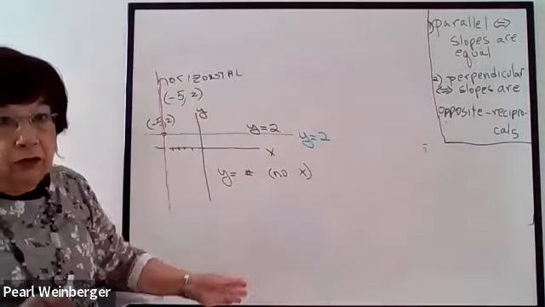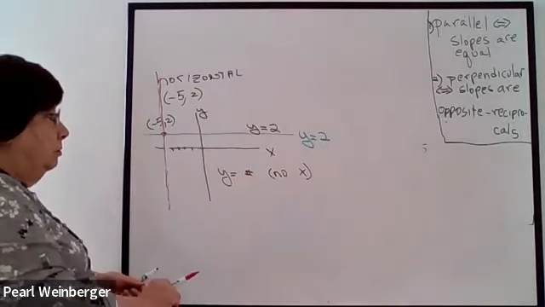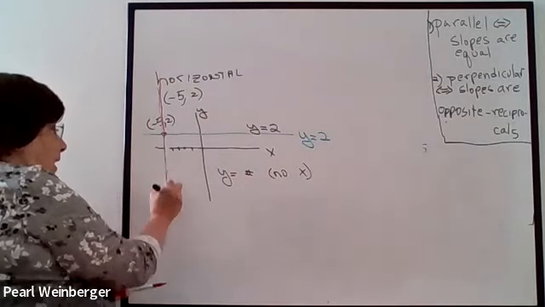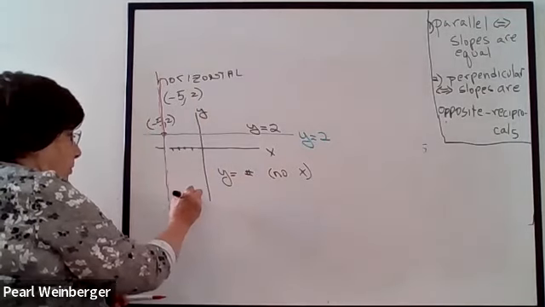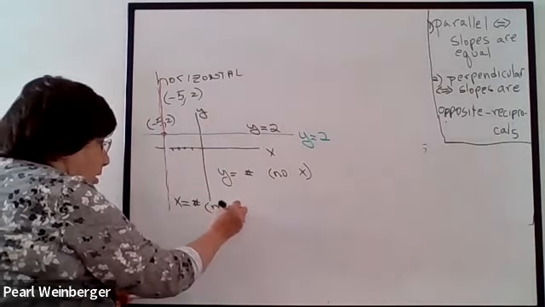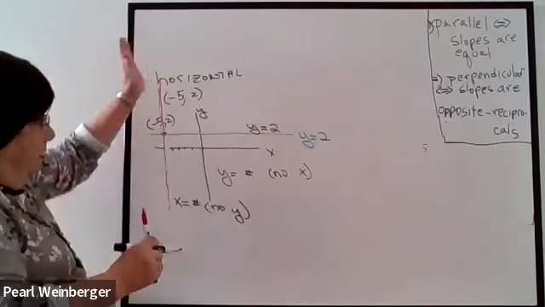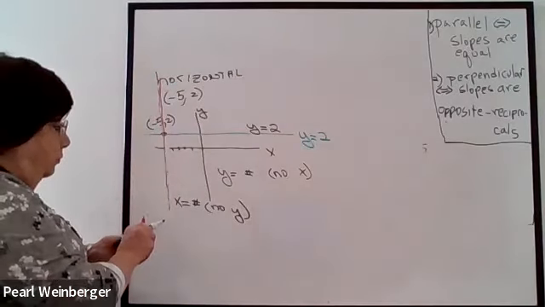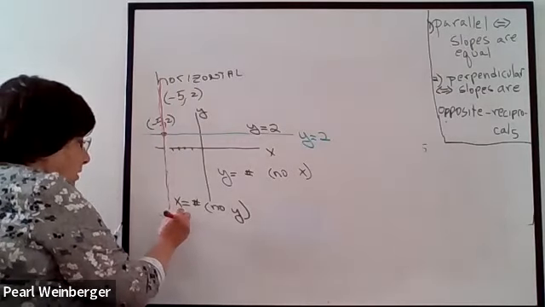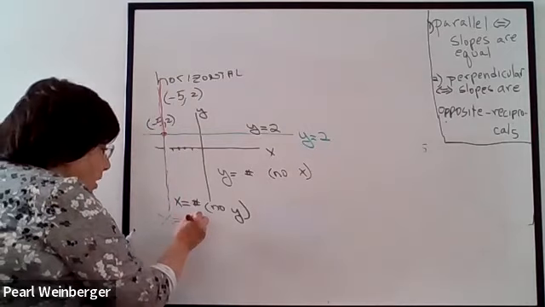A line that goes straight up and down is vertical. And a vertical line has the equation x equals a number, and it has no y in it. So therefore, the equation for this line is x equals, well, let's see what the x is. It's -5.